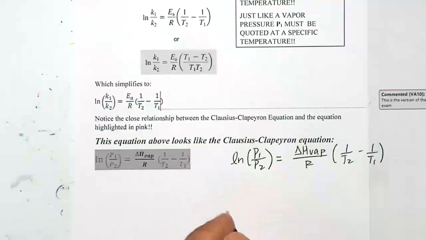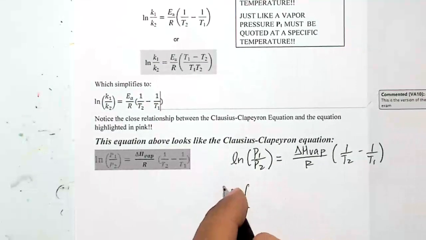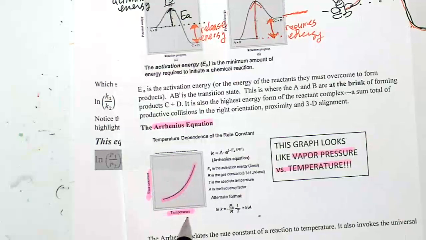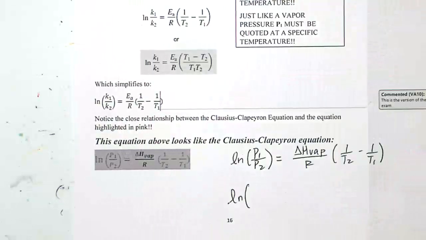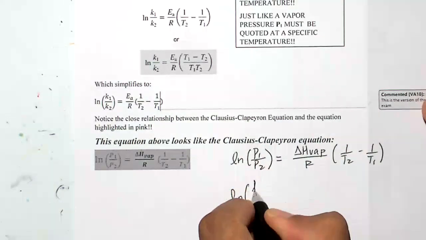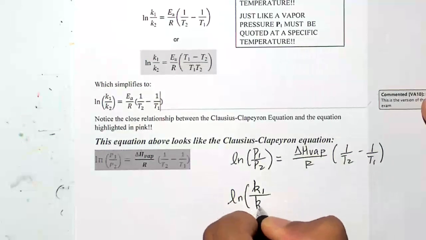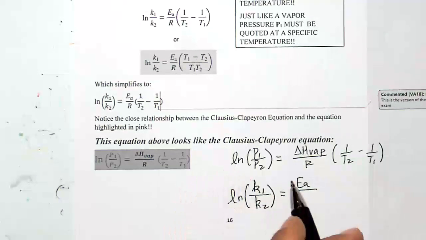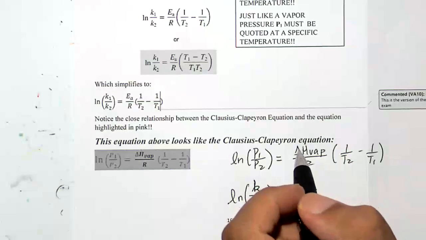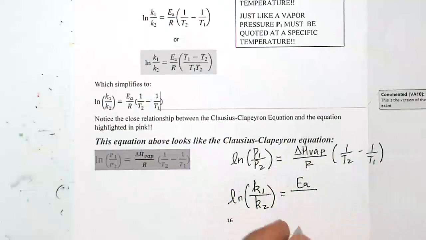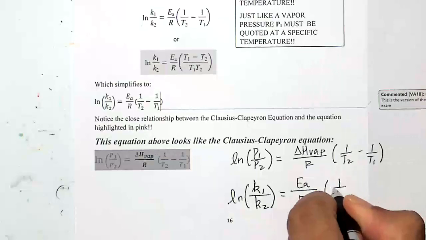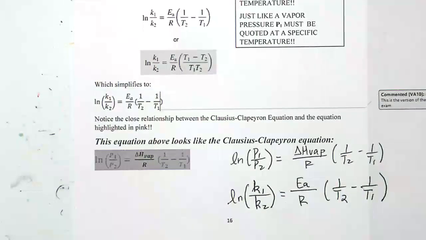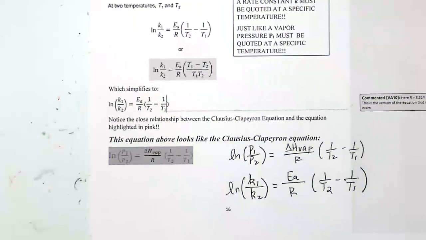The Arrhenius equation that I'm going to teach you is just like this. Remember, this looks like vapor pressure versus temperature. Rate constant versus temperature looks like vapor pressure versus temperature. So instead of P1, we'll have rate constant K1 divided by rate constant K2. Here, the hump is the activation energy, whereas here in the last test, the hump for the vapor pressure was delta H vaporization. R is R, and then 1 over T2 minus 1 over T1. So this is called the Arrhenius equation.